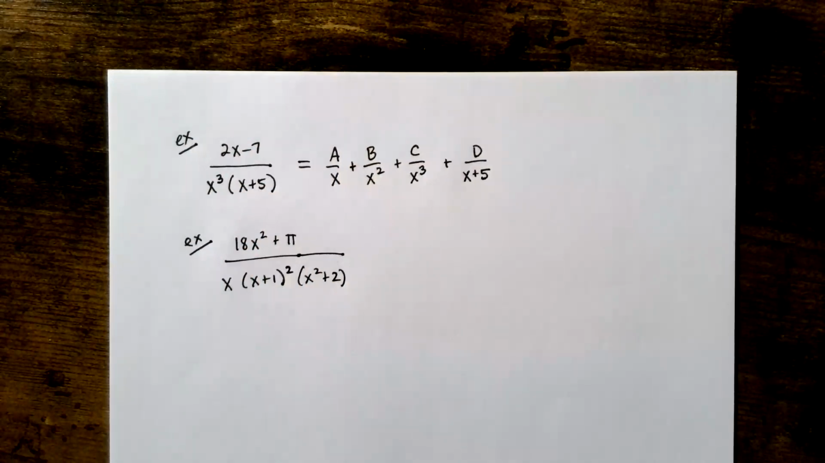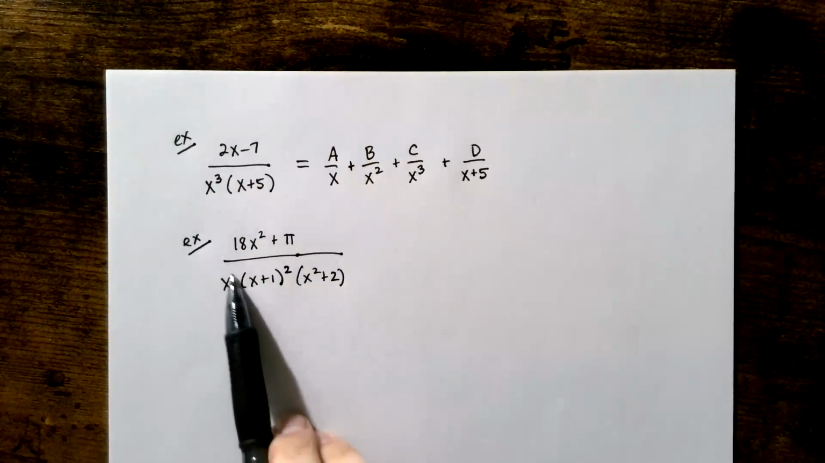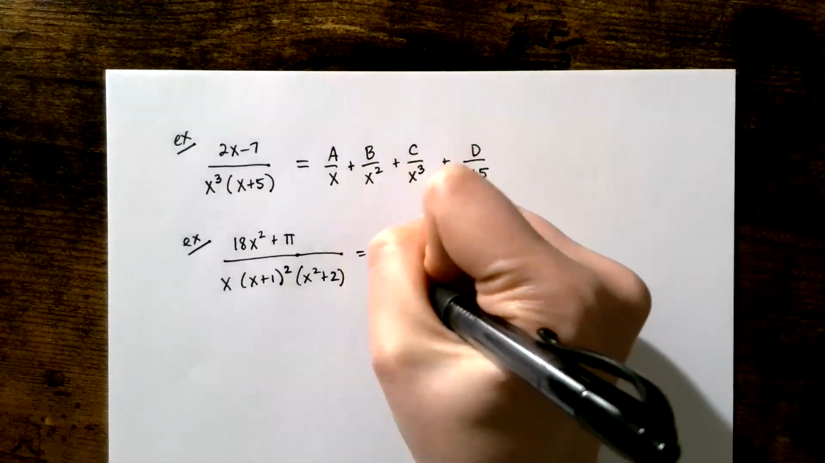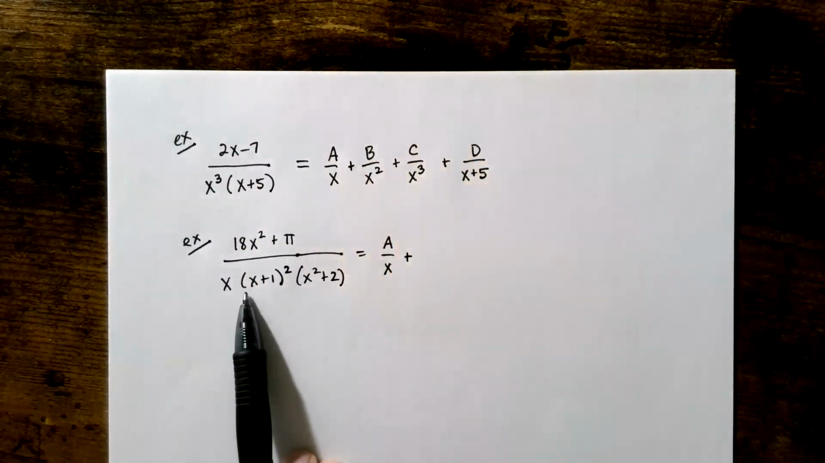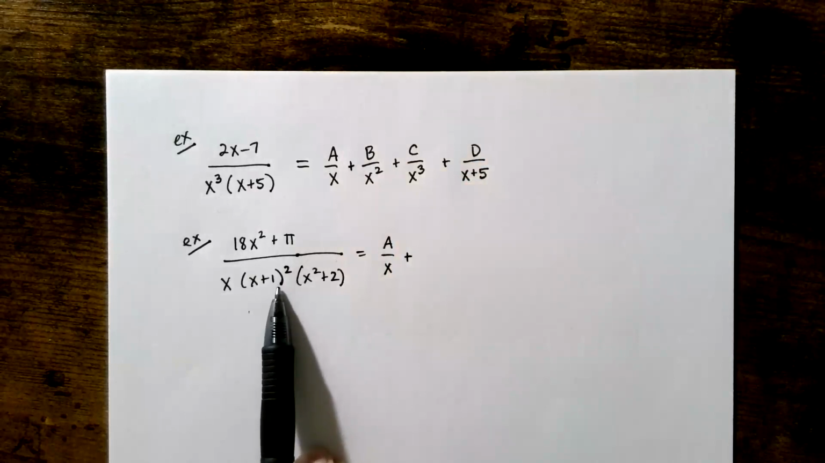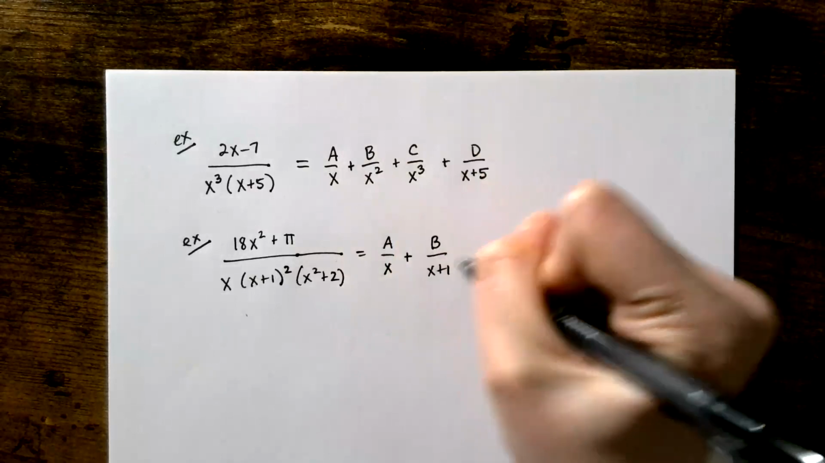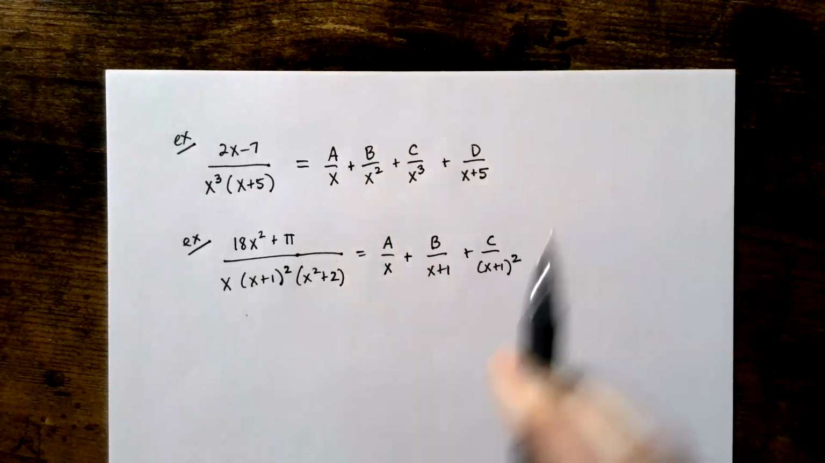All right, so I'll go left to right here. This x is a single linear factor. It's really x minus 0. So this just gets an A over x. (x plus 1) squared is a repeated linear factor. So we'll start with plain x plus 1 and then count up to the second power. So I need one of them, and then the second. And I'll stop here because this power was only 2.